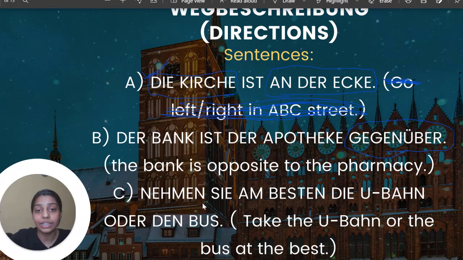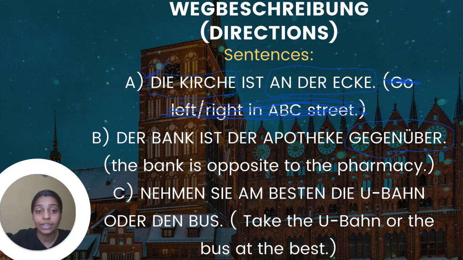Here now we are saying, Nehmen Sie am besten die U-Bahn oder den Bus. So here we are saying, take the U-Bahn or the bus at the best. U-Bahn is a type of train that runs in Germany, and bus you already know. In German, bus is called Bus. So we are saying take the U-Bahn or the bus at the best.